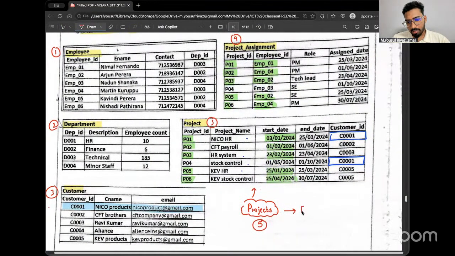Okay, and from the project table, we are going to figure out who are the employees that worked for the projects that started before May 2024. Is that clear?